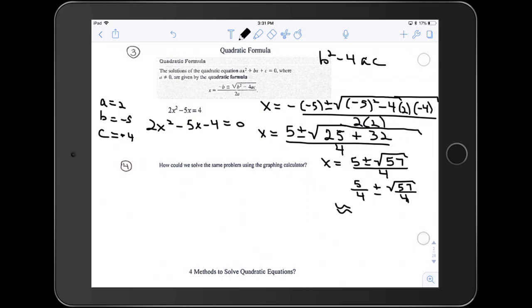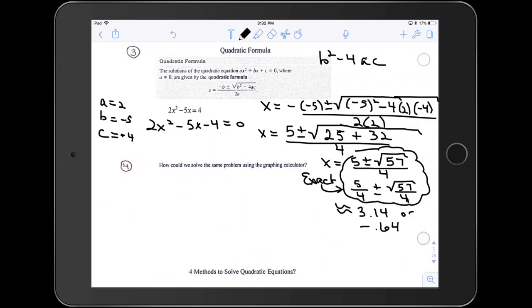So if you were to put these in your graphing calculator and approximate them, you'd end up with 3.14, or the other solution is -0.64. So exact solution, that's what these are. These are exact solutions right here, this one or the other one. This is exact. And then the bottom ones, of course, are rounded. They're both the same solutions. There's just one's rounded and one's not.